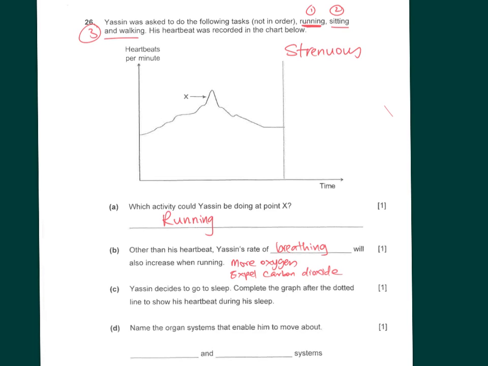Part C. Yasin decides to go to sleep. Complete the graph after the dotted line to show his heartbeat during sleep. So sleep should have the lowest among the three. There are three here: running, sitting, and walking. Alright, so you expect sleeping to be somewhat lower than all these. So we can draw something like this. As long as you show a decrease, right, it is acceptable.